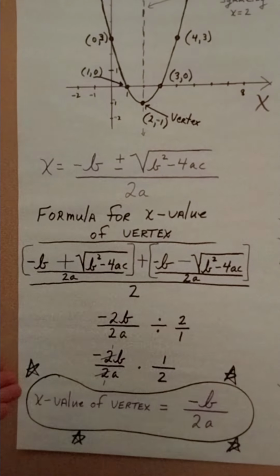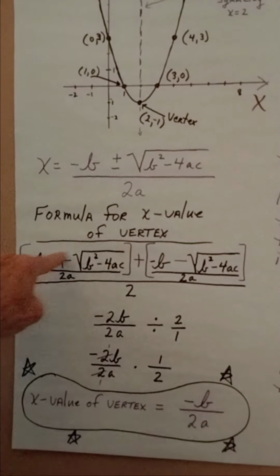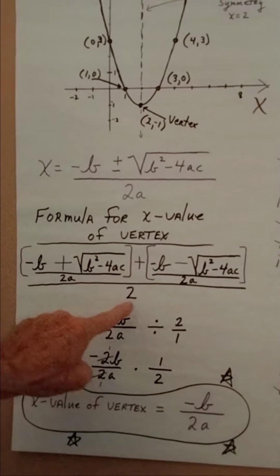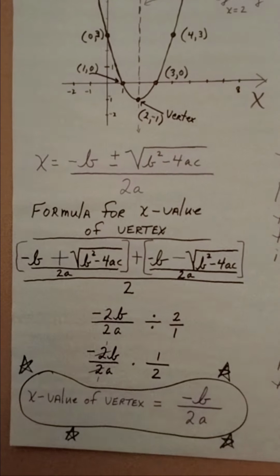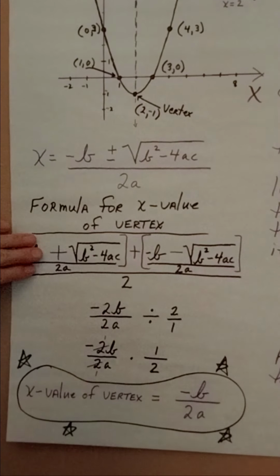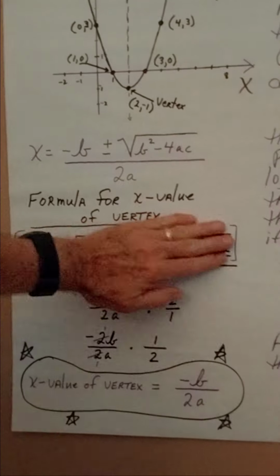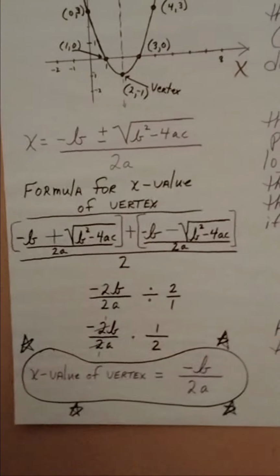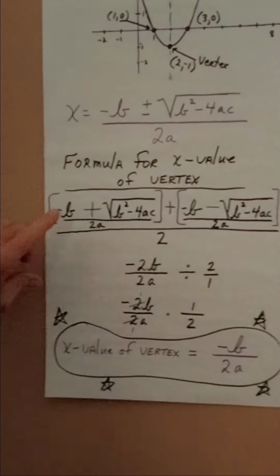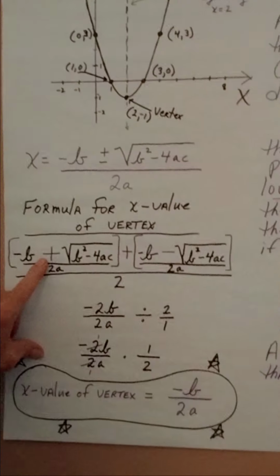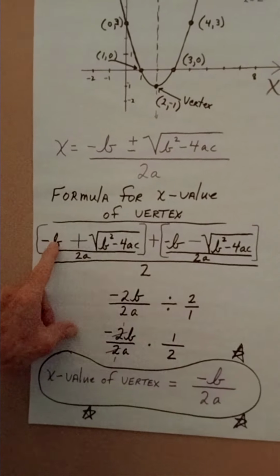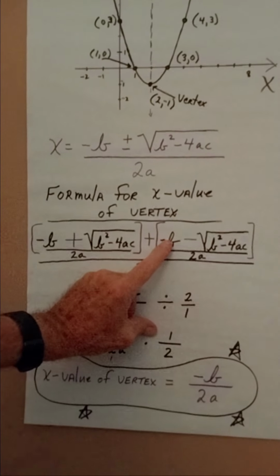How do we get the vertex? We add the two x values of a pair of mirrored points, which are these two, and we divide it by 2. Now, look up here in this numerator right here. We're going to add these two together, and a lot of things are going to cancel out. Notice this negative 1b, we're going to add it with this other negative 1b right here.